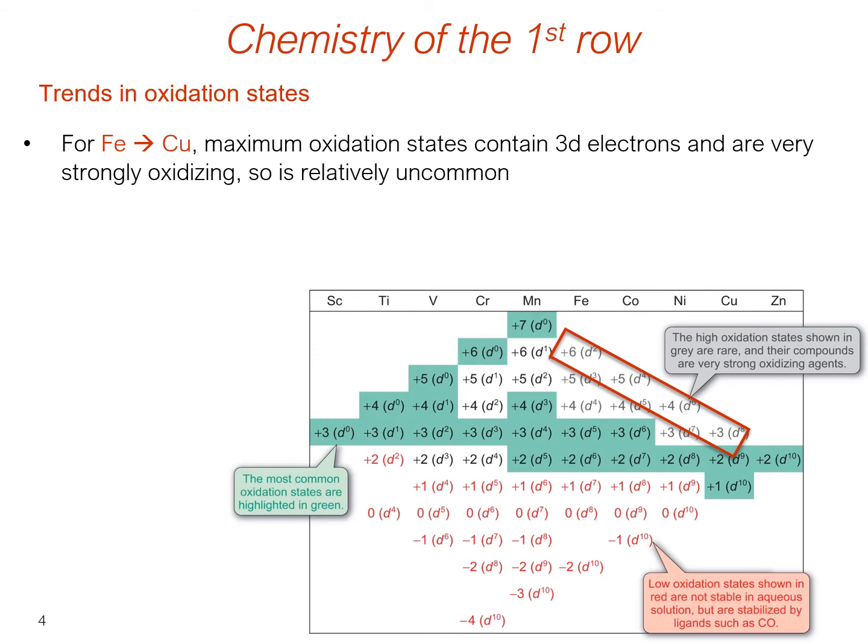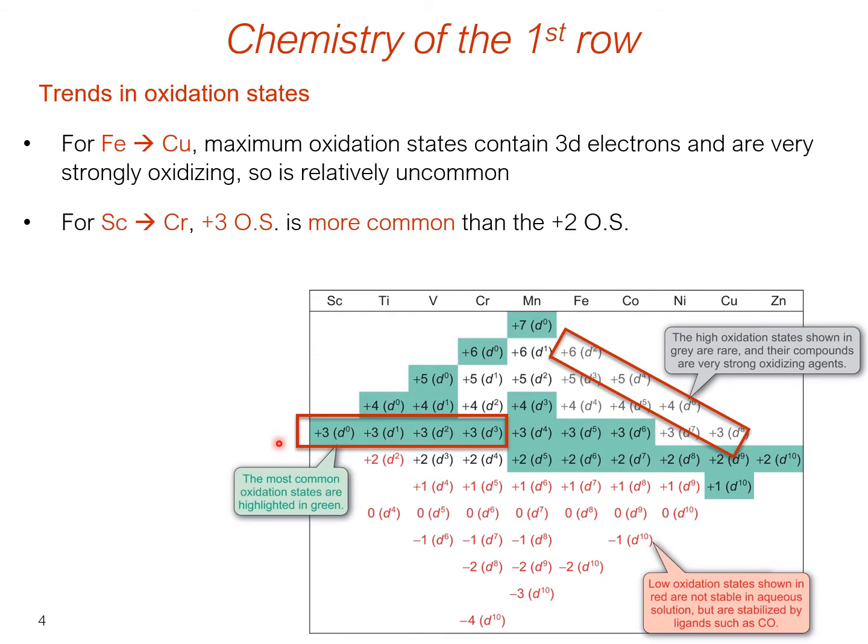So what other trends have we got in the oxidation states? Well, the maximum oxidation state is very stable and common up until manganese, but then after manganese, so iron, cobalt, nickel and copper, the maximum oxidation state is really rare. As I said, their compounds are really strong oxidizing agents because they don't like to be in such a high oxidation state. They want to be reduced.